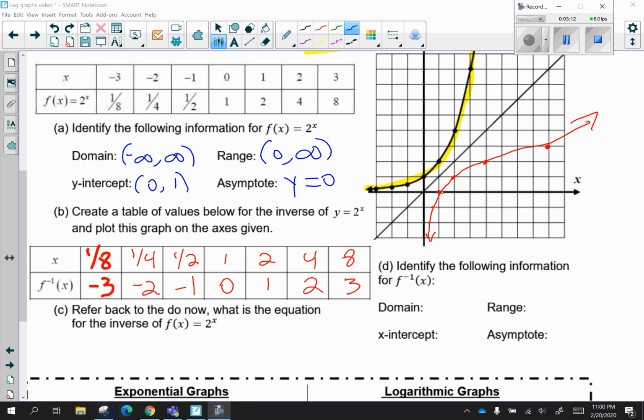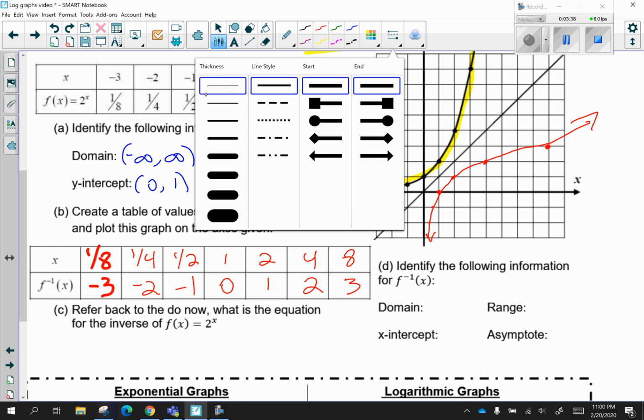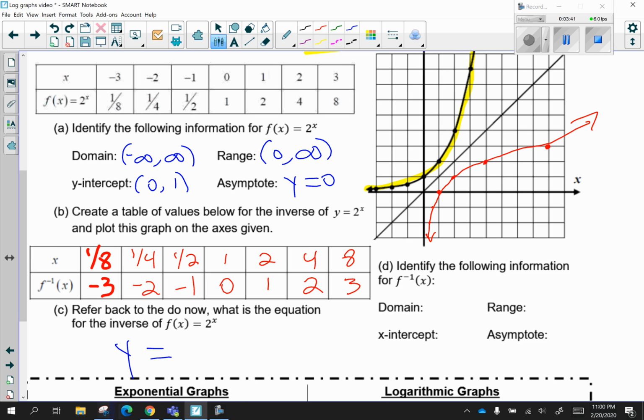Okay, so now we have just graphed the inverse for y equals 2 to the x. Again, we know graphically it's an inverse because it is a reflection over the line y equals x. And if we look at part C, refer back to the do now, what is the equation for the inverse? Well, from the do now, we see that this is y equals log base 2 of x.